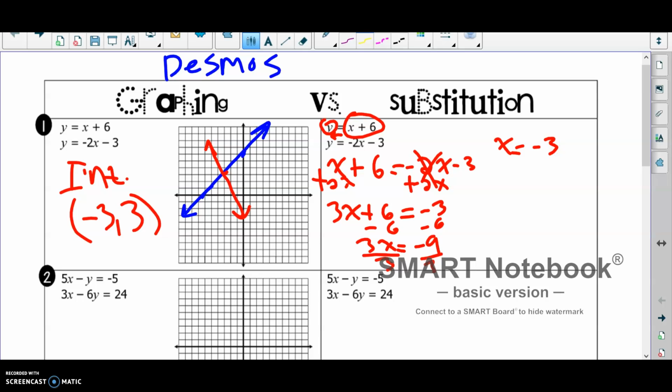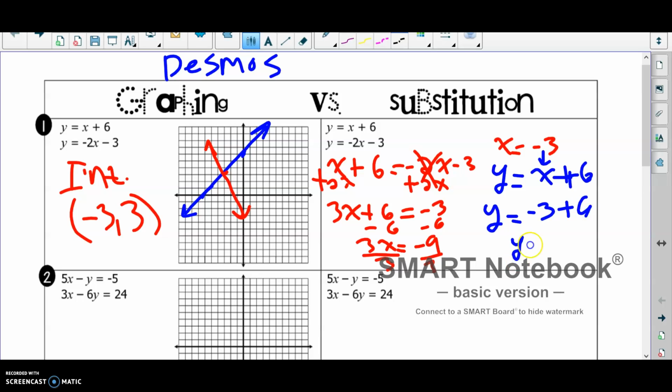So now that we have x equals negative 3, now we need to solve for y. Pick whichever one looks easier to you. To me, this top one looks a lot easier, so I'm going to use that top one. So y equals x plus 6, but instead of x, we know negative 3 is x, so I can put that in there. So y equals negative 3 plus 6, which is just positive 3. So then I get negative 3, comma 3.